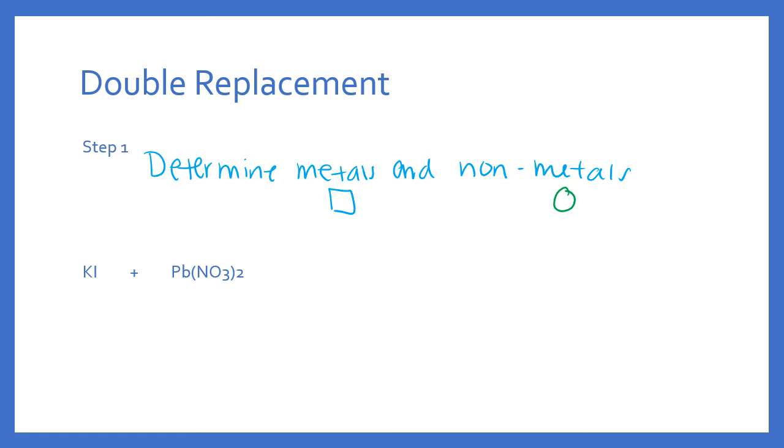So KI, K is my metal, iodine is my nonmetal. Lead, boxing that in because lead is the metal, and NO3 nitrate is the nonmetal. Good, okay. Next step.